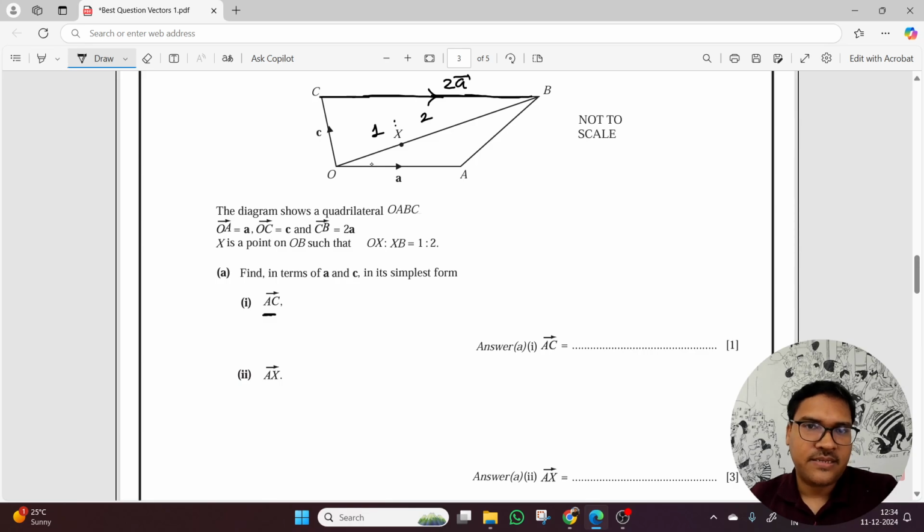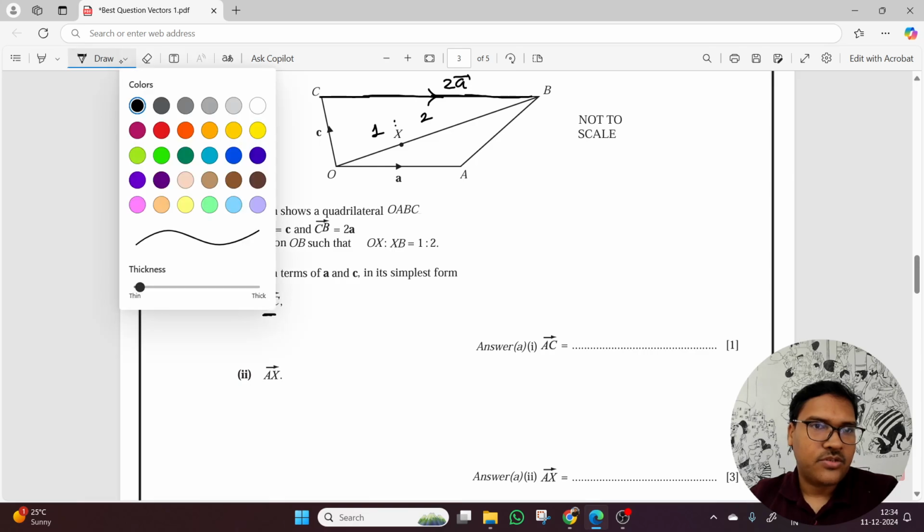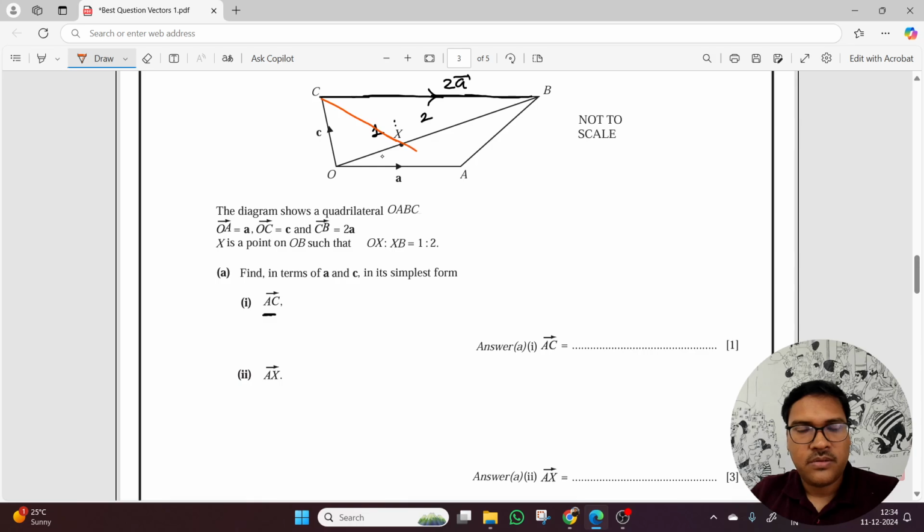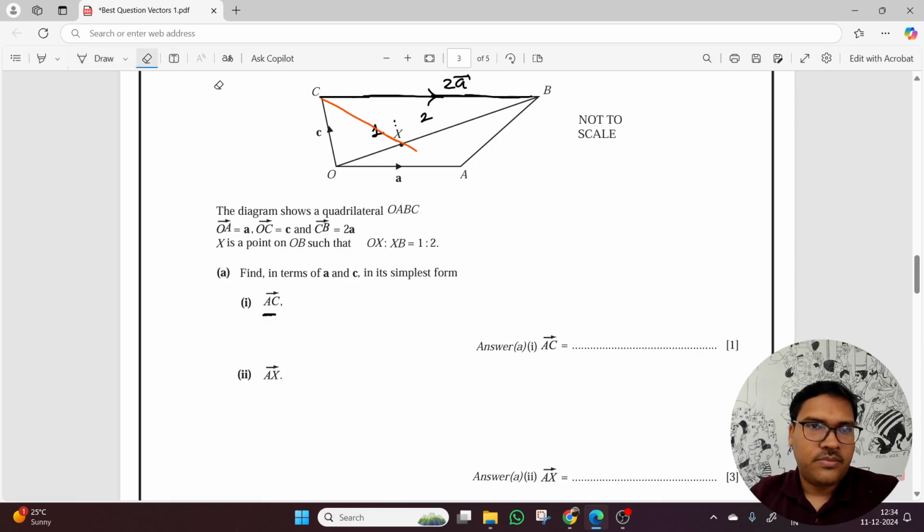Now what is AC? Let's write the AC vector. That is this vector. Let's draw the right vectors. Let me draw the AC vector first.